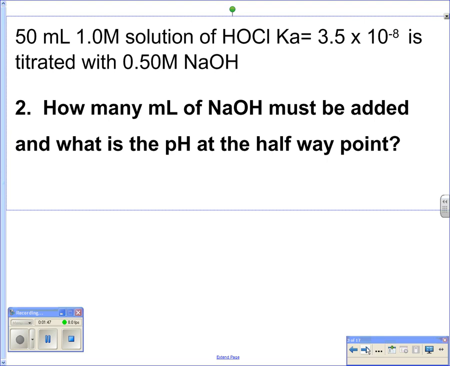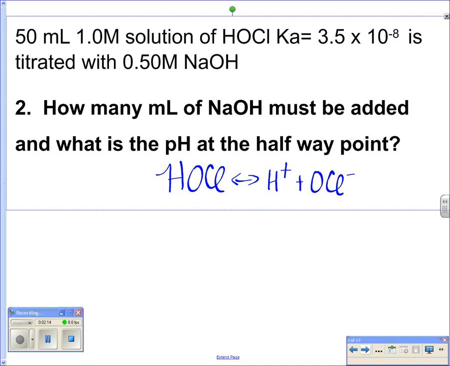Now, the next thing it wants to know is how many milliliters of NaOH must be added to reach the halfway point of a titration, or the neutralization. So the first thing I look at is, again, let me write the reaction. I'm going to make some shortcuts here and show you that there are some really easy shortcuts you can do, but I'm just going to explain why.